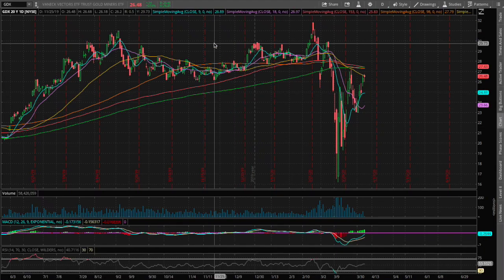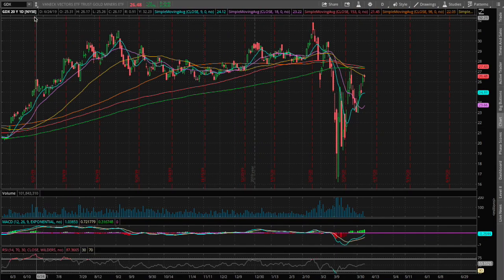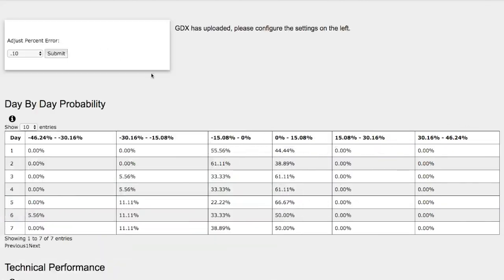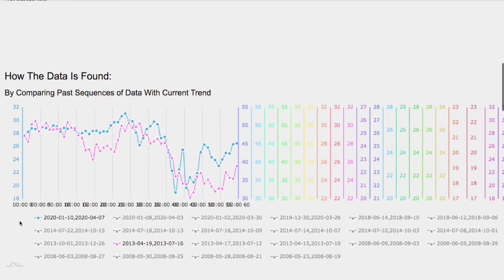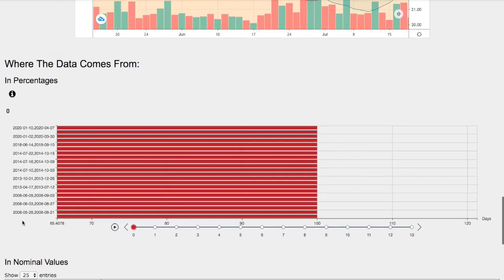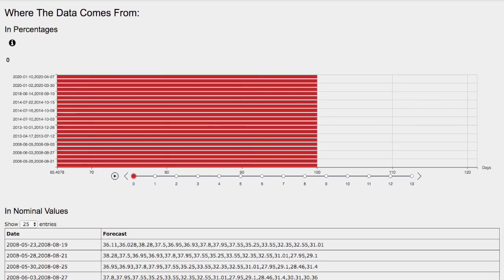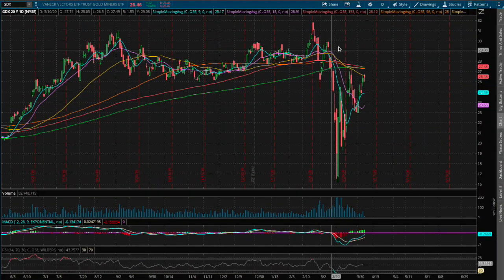Hello viewers, we'll be going over gold miners ETF, ticker symbol GDX. In this video, we'll be going over the day-by-day probability model, the technical performance model, how we find the models, and the forecast model for gold miners. So back to the technical analysis.